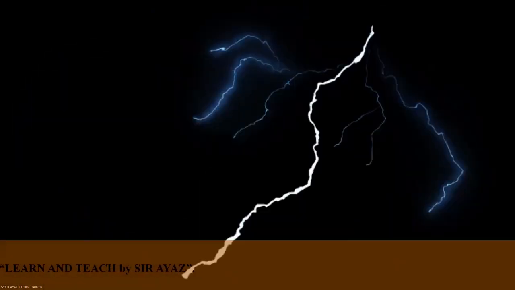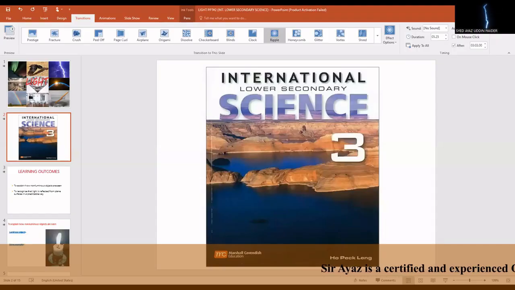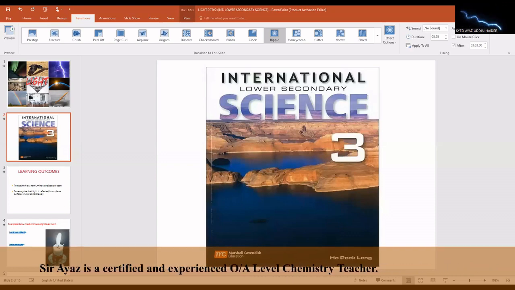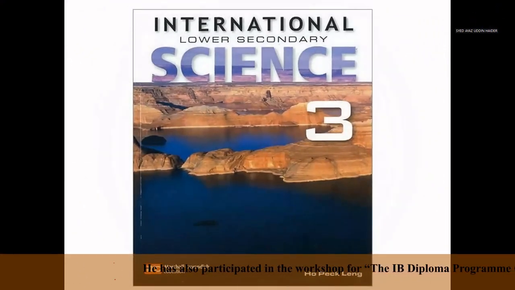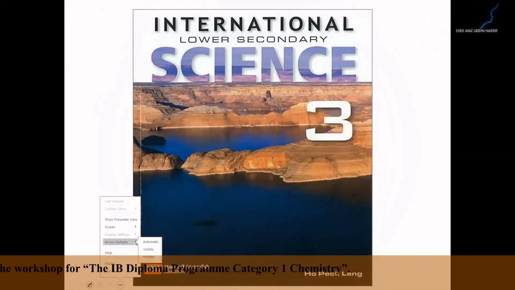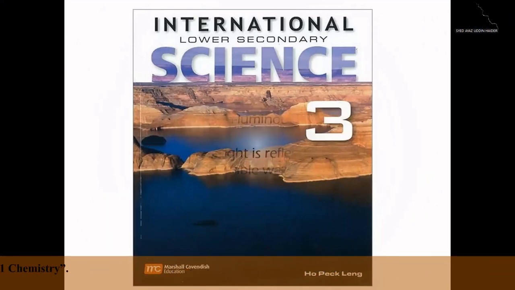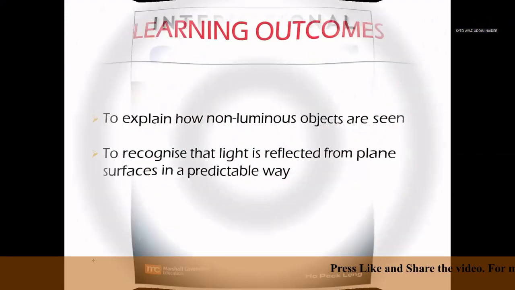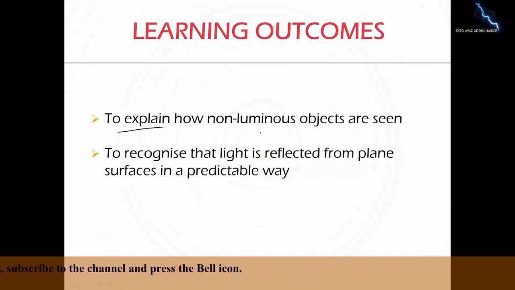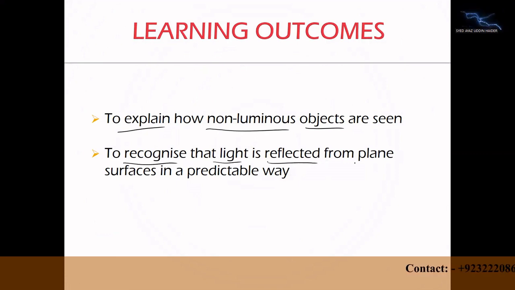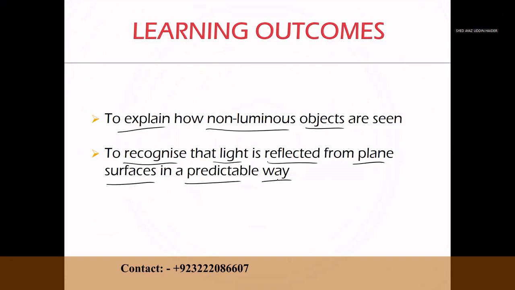I will continue my video lesson for the topic Light. The learning outcomes are from the book International Lower Secondary Science Book 3 published by Marshall Cavendish Education. Let's begin with the learning outcomes of this lesson: to explain how non-luminous objects are seen, to recognize that light is reflected from plane surfaces in a predictable way.